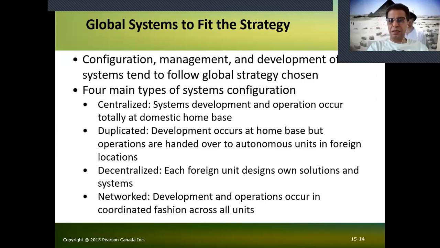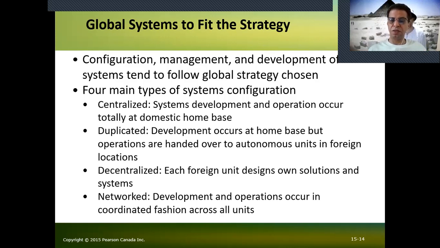So global systems to fit the strategy: configuration, management, and development of systems tend to follow the global strategy chosen. If you have a centralized or multinational strategy, your system should follow that. There are four main types of system configuration. You have the centralized, where system development and operation occur totally at the domestic home base, like the CRM of BMW. Then you have the duplicated, where development occurs at the home base, but operation is handed over to autonomous units in foreign locations. We see that in franchises like McDonald's.